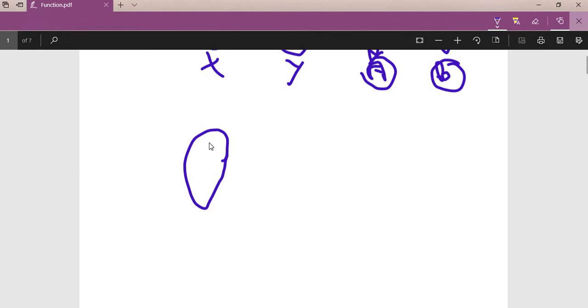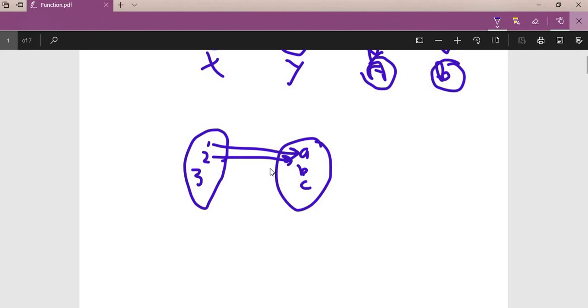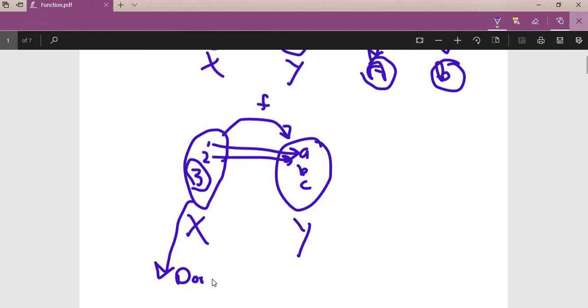For function, we must know a few things. Again, let me draw the Venn diagram. For function we know that this is 1, this is 2, this is 3, and similarly over here we have A, B and C. If 1 is associated to A, 2 is also associated to A, but 3 is not used, then this is also not a function. Because in function we must know that the set of domain, this is called the domain, while this one is called the codomain.